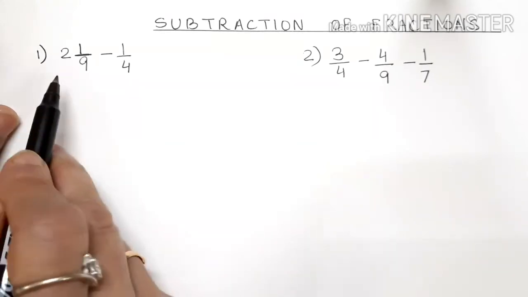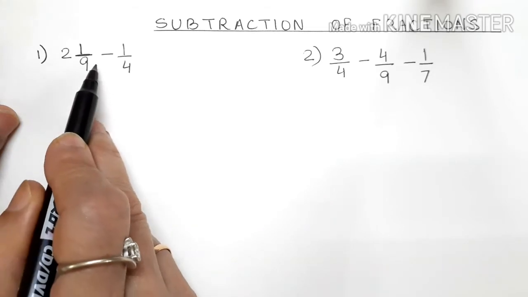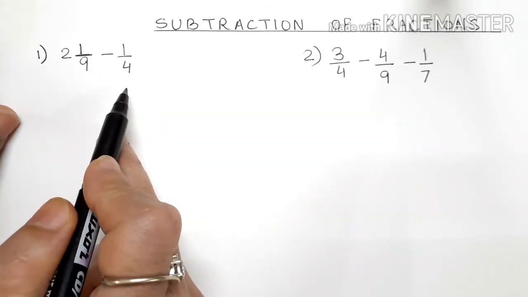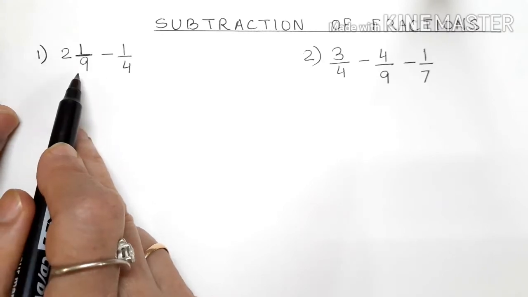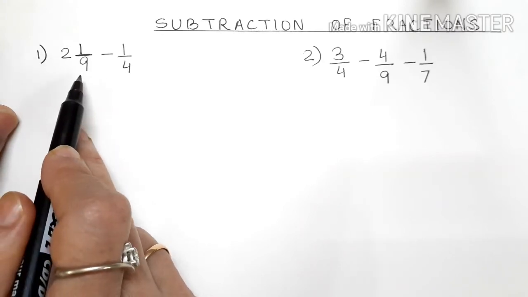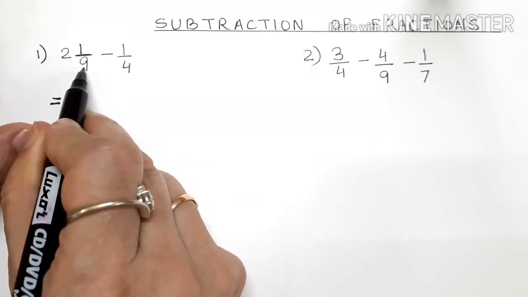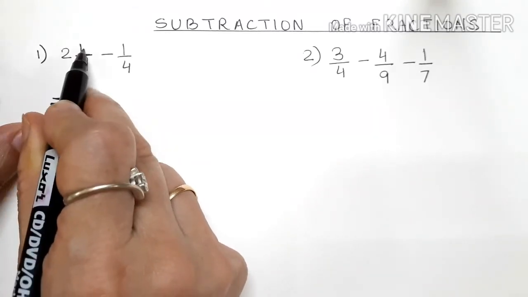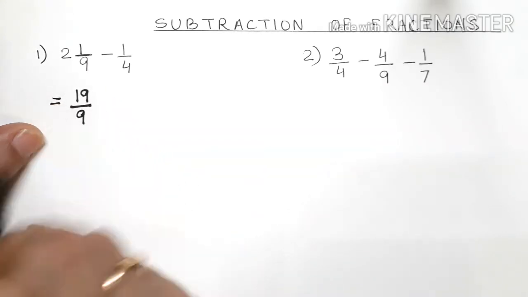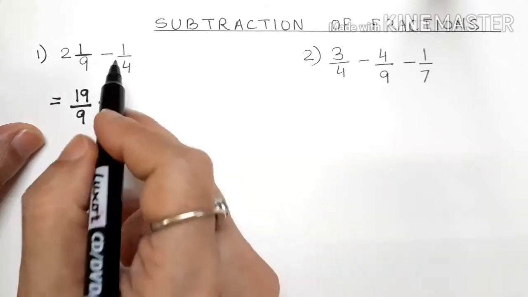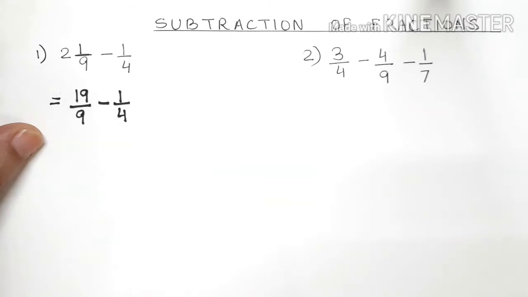Now the first example I've taken here is 2 whole 1 upon 9 minus 1 upon 4. Now for this one, it's a mixed fraction. So first we will convert it into an improper fraction. So this will become 2 into 9 is 18 plus 1, 19. So this will become 19 upon 9 minus, this is already proper. So this will be like this.